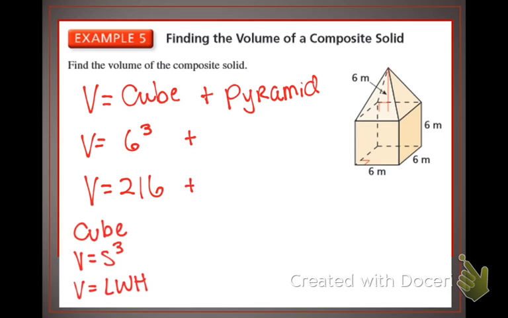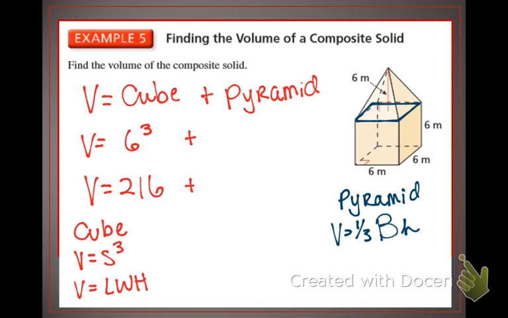Are you okay with that? Okay. I was going to do the pyramid next, because we need to add the pyramid. The formula for a pyramid is 1/3 the area of the base times the height of the entire prism. So the area of this base, what is the length? 6. What is the width? 6. So what is the area there? 6 times 6 is 36.